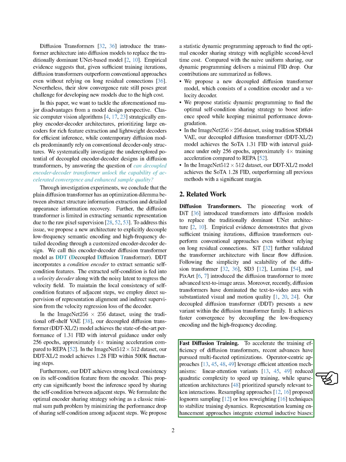In this section, we discuss how to enhance the training efficiency of diffusion transformers through various optimizations. We focus on operator-centric methods that utilize efficient attention mechanisms. For instance, linear attention variants help reduce the complexity of training, while sparse attention architectures focus on relevant token interactions. We also explore reweighting techniques to stabilize training dynamics and representation learning enhancements that incorporate external biases.